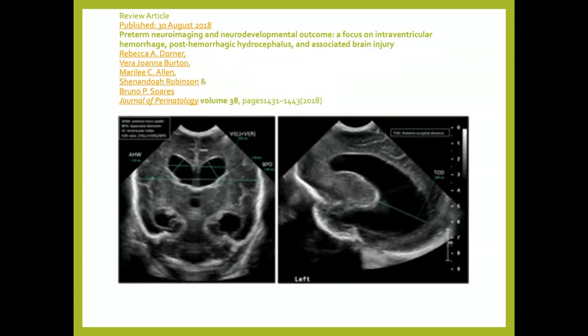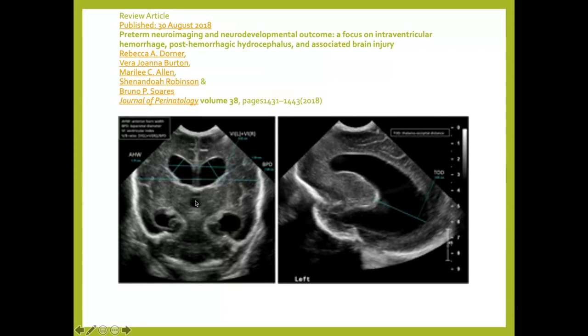So just some examples of something we could see here. This is a cranial ultrasound of a child, and you can see that these are the ventricles, the frontal horns and the temporal horns, which are enlarged. And this is a side view of the lateral ventricle, and you can see it's enlarged. So what would you say is wrong with this child?